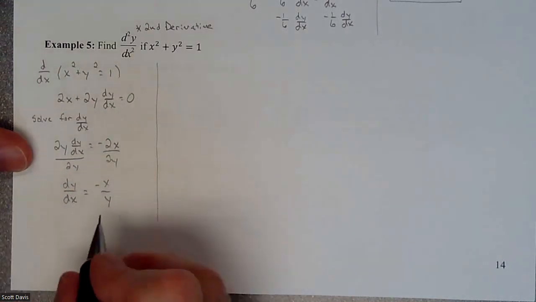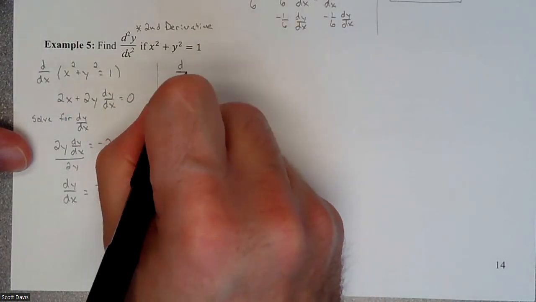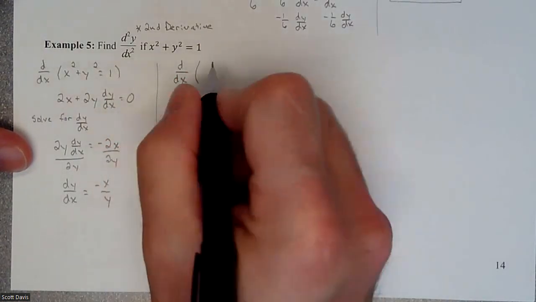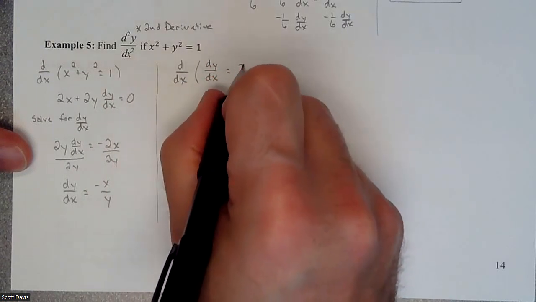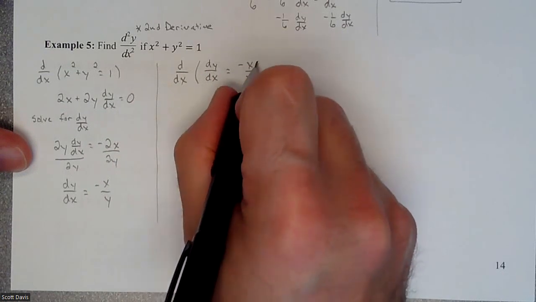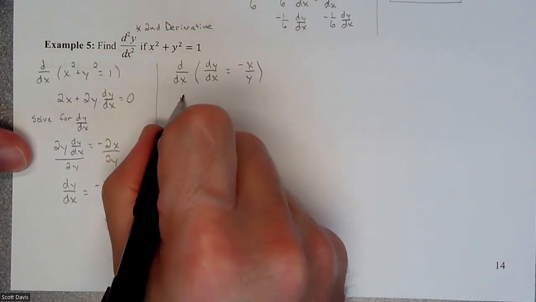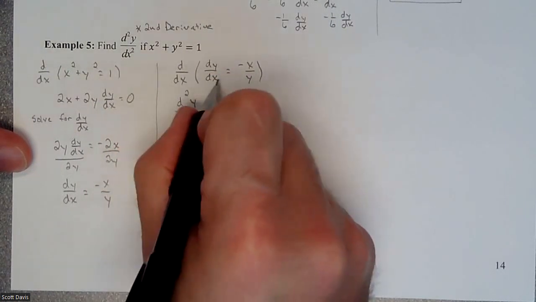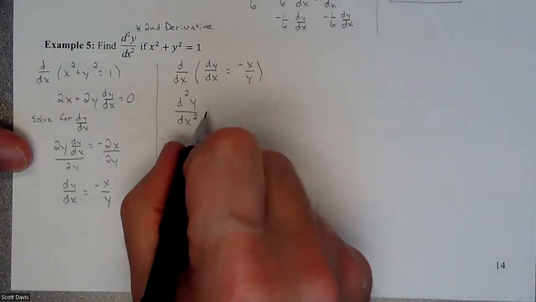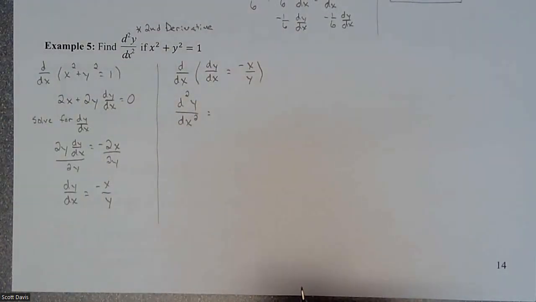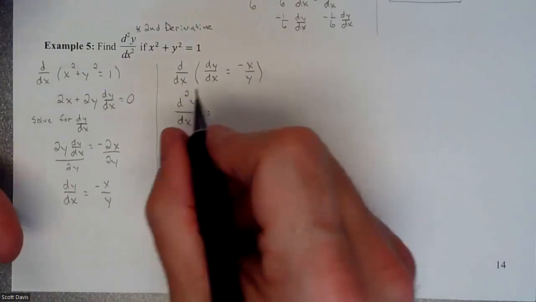So now we're going to end up doing the derivative of this because we're doing the second derivative. So we're going to be doing the derivative with respect to x of dy dx equaling negative x over y. When we do this first part, this is how we get our d squared y over dx squared, right? That's where that symbol is going to come from. And then on the other side, we have a quotient rule. So we have top, bottom. So we're going to be doing the whole full-on thing.